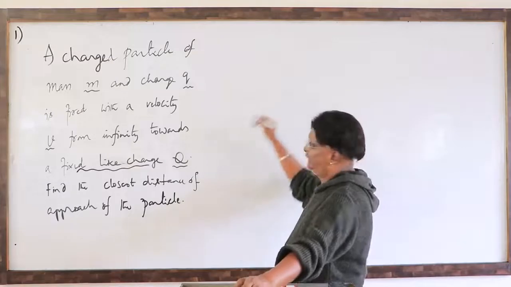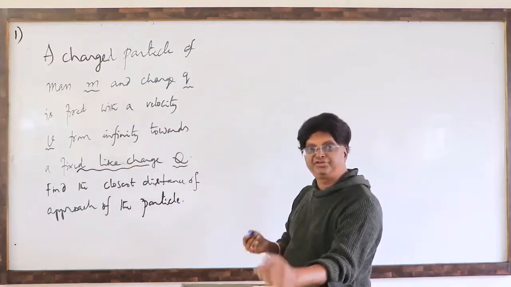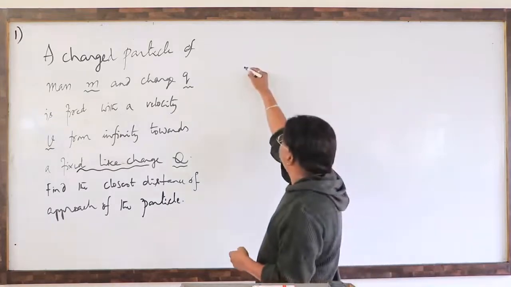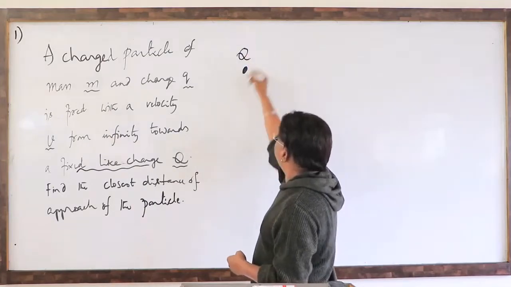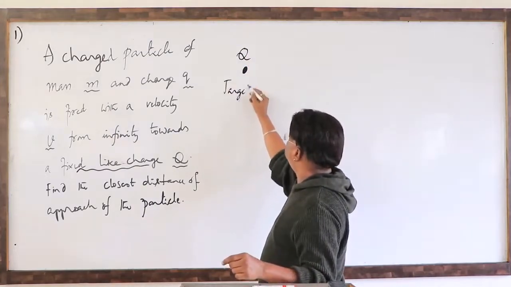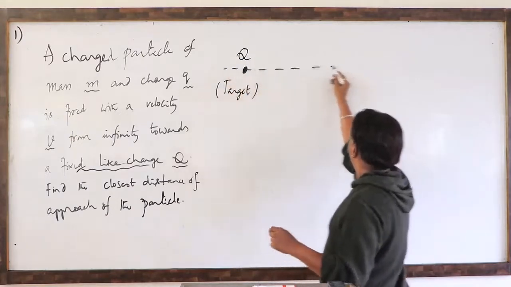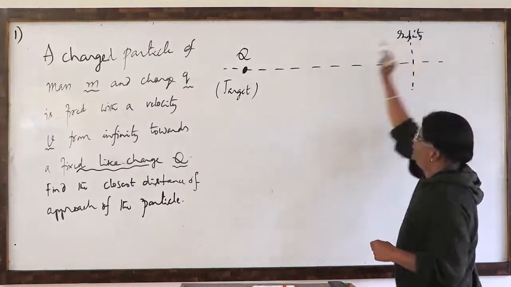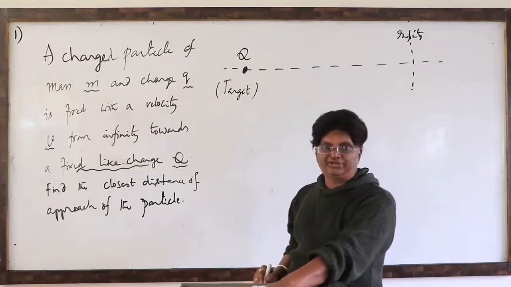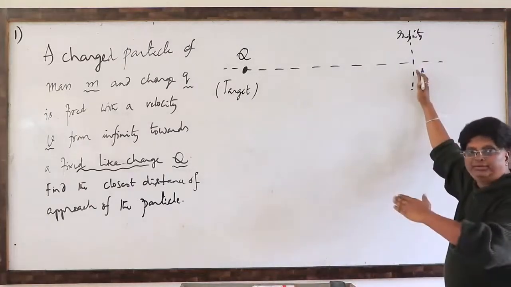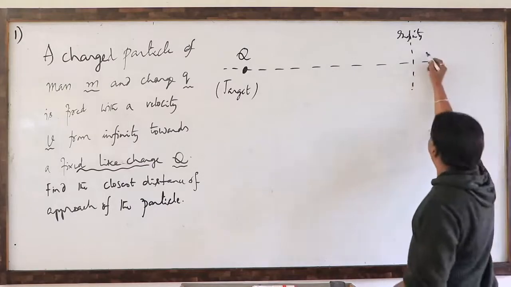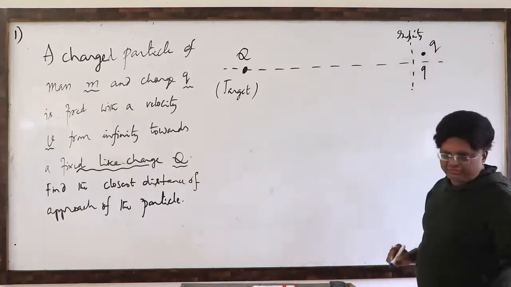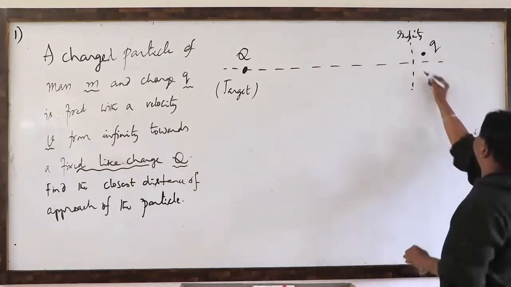See this example here: as I have told you, a situation should always be drawn as a figure. You get 50 to 60% of your answer. This is the charge capital Q, which I call the target, because this is a fixed one. Here is the reference, infinity. This charge affects other charges up to this boundary; beyond that it won't. Now here I have taken a charge q, which I will call the projectile.